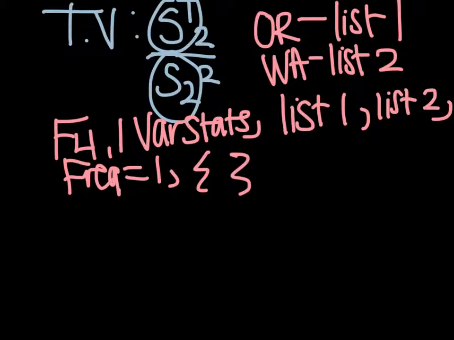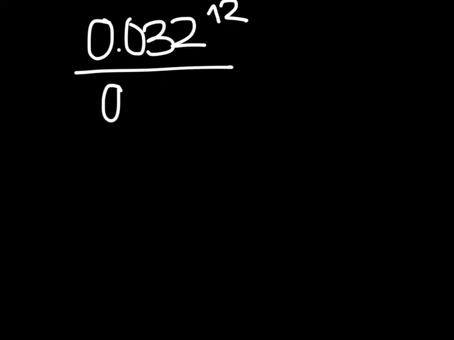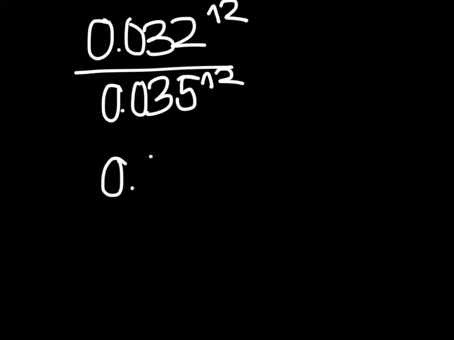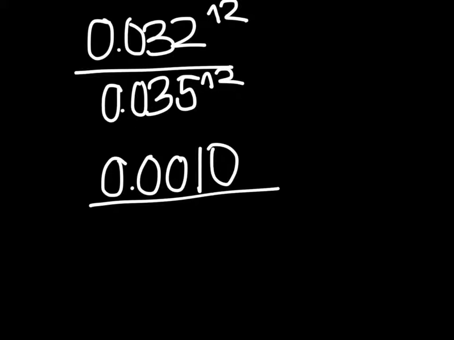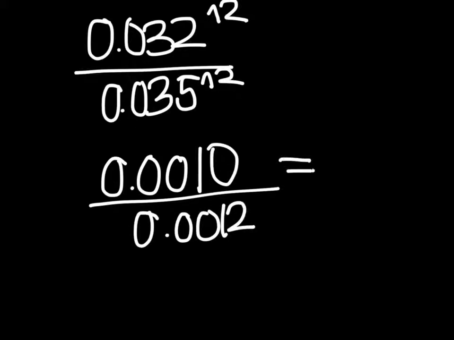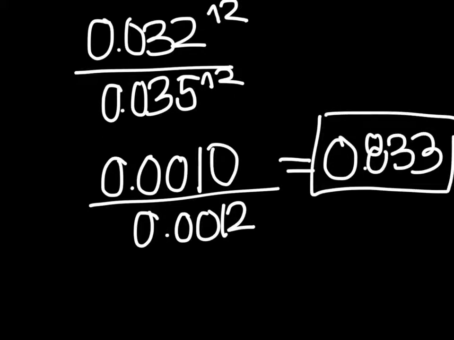So those values come out to be 0.032, and then you have to square it, and then S2 is 0.035, and again you have to square it. So the test value comes out to 0.0010 over 0.0012, which gets you 0.833. That is your final test value.